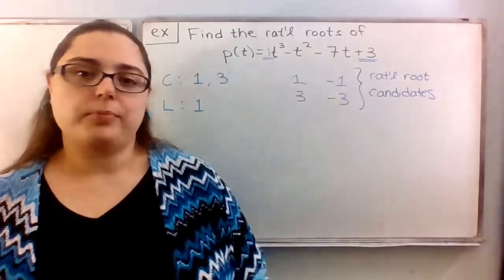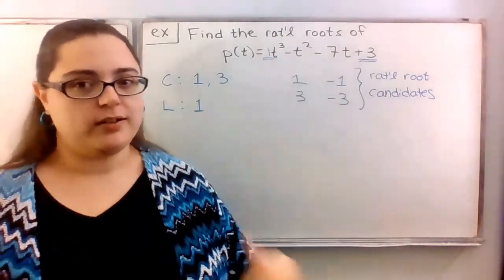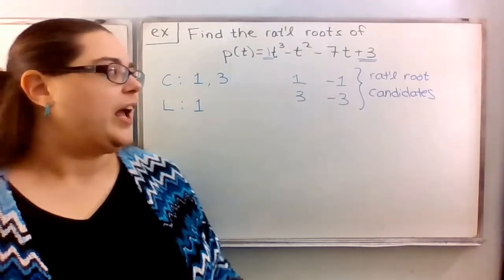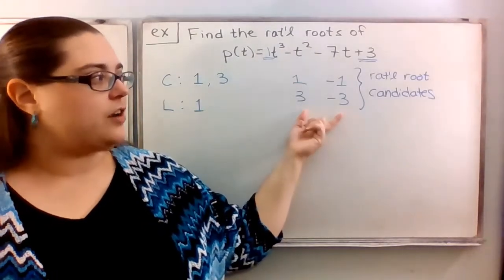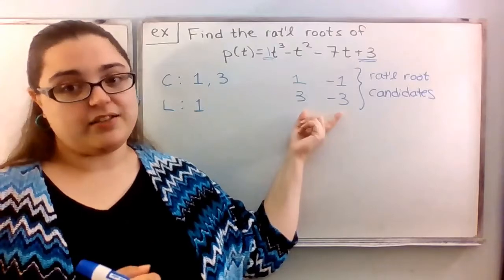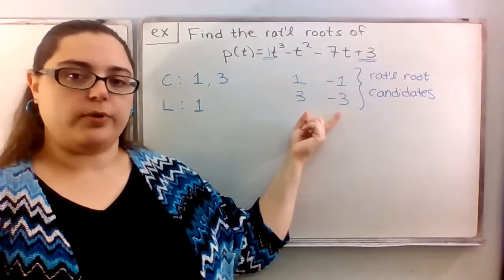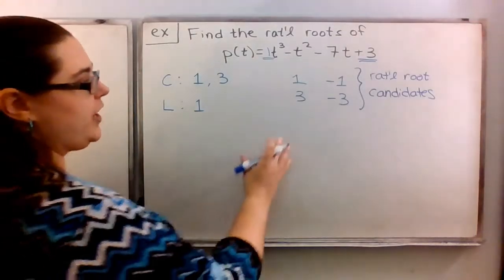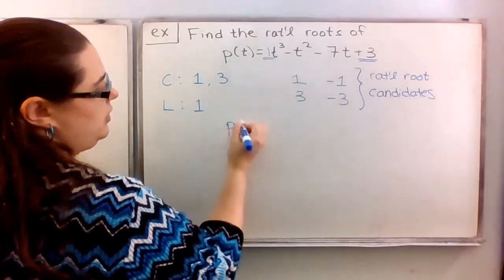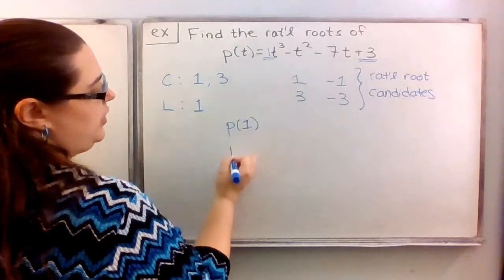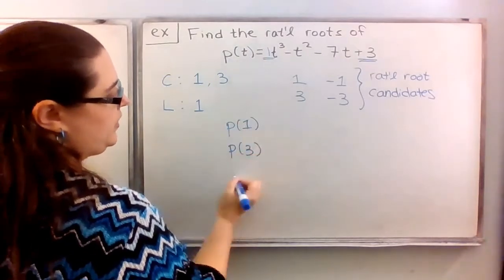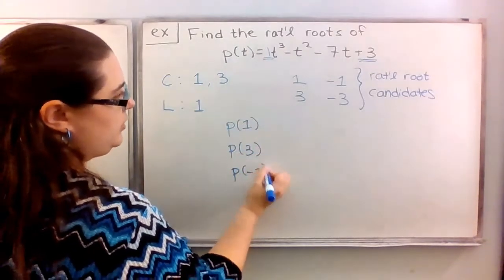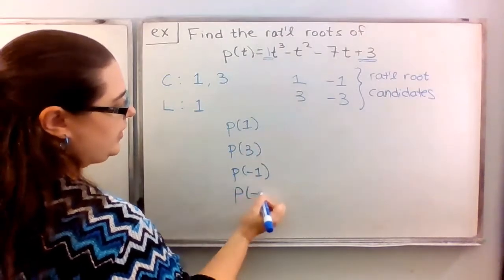To do that, we're going to apply theorem 2. That was our equivalent statement theorem. To figure out if any of these are roots, we can plug them into the function. If we get 0, it's a root, and if we don't get 0, then it's not a root. So we have to find P of 1, P of 3, P of -1, and P of -3.